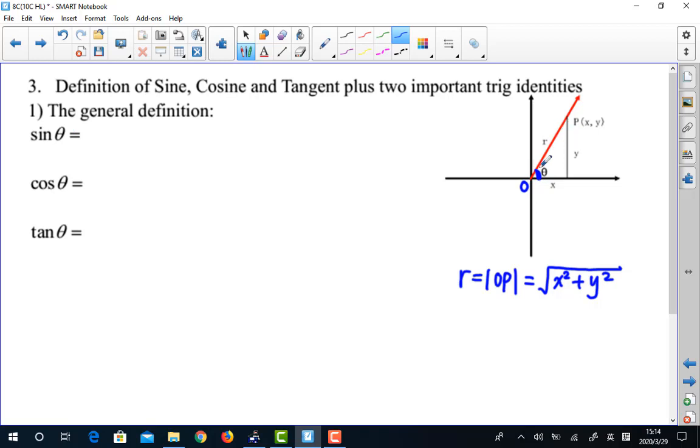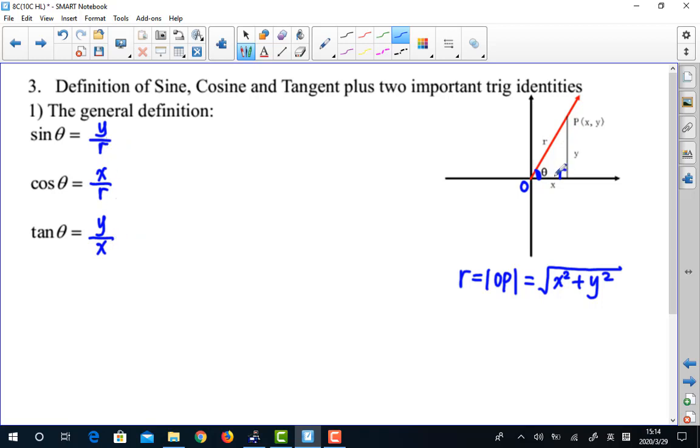You can also say this angle theta is contained in a right triangle, but we need to extend SOHCAHTOA to a more general trig ratio definition. So sine theta we call y over r. Cosine theta is defined as x over r. Tangent theta is defined as y over x.